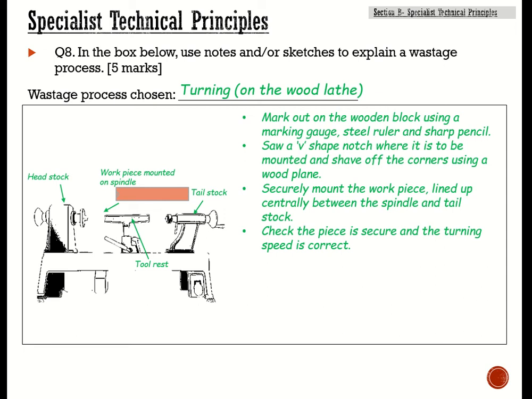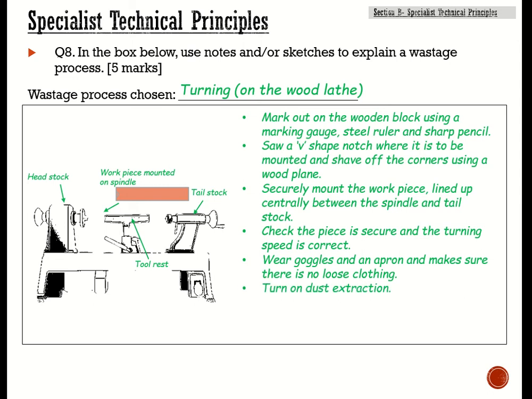It's the same with laser cutting. You need to make sure that the power and speed settings are correct. So if you were describing laser cutting, you could use similar language. Mention safety, for example, goggles, an apron and no loose clothing. That would be the same for other processes in the workshop. Worth mentioning, no loose clothing.